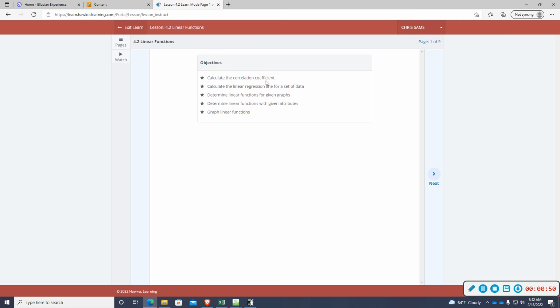These first two are very, very complicated, very tedious tasks to do by hand. So I will be showing you how to do that with the calculator. I've never done this by hand, not to say that it can't be done, but I was taught with technology, and so that's how I'm going to teach it.